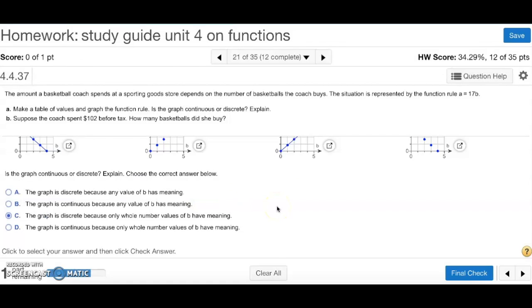So is the graph continuous or discrete? We just got done saying it's discrete, and that's because only whole number values will work or have meaning. So the answer is going to be C.